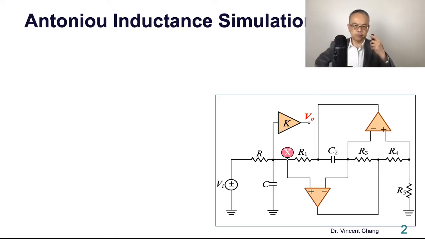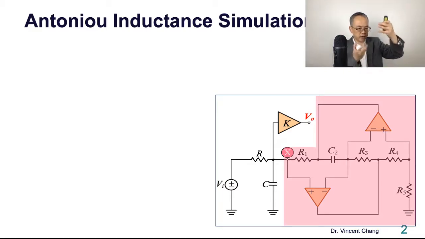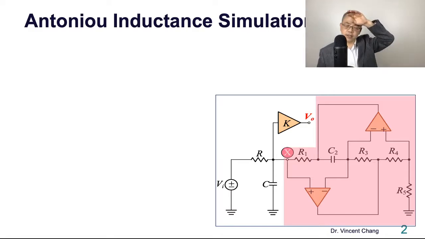This is the Antoniou inductance simulation we studied in the previous lecture, which is composed of 2 operational amplifiers, the 4 resistors R1, R3, R4, and R5, and then 1 capacitor C2. The circuit covered by the red highlight is what we call the Antoniou inductance simulation circuit, which is quite easy to remember.